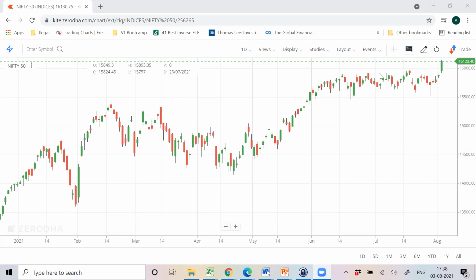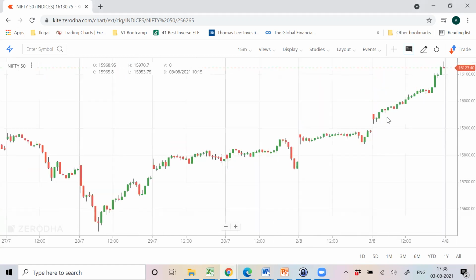Now, what does an intraday trader do? Because during the day, during the market hours, people are constantly buying and selling and trading this using derivatives. They're either buying or selling options or they're buying or selling futures. So let's just go here and let's look at a 15-minute chart.